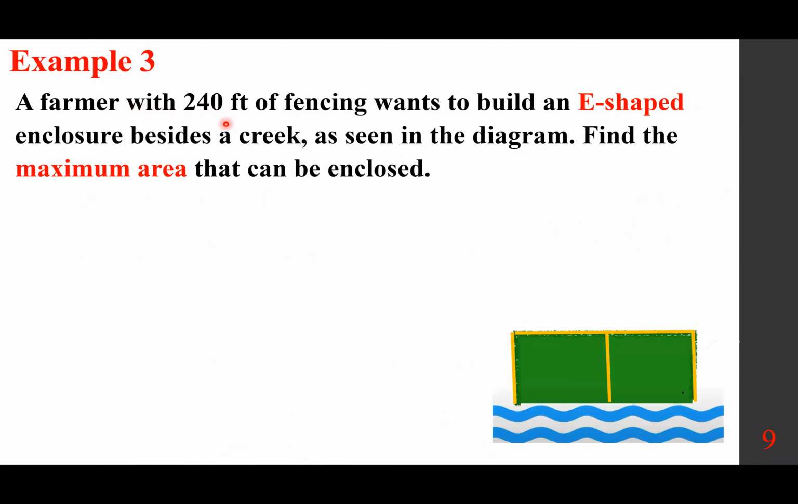A farmer with 240 feet of fencing wants to build an E-shaped enclosure beside a creek, as seen in the diagram. Find the maximum area that can be enclosed. Well, the objective is to maximize the area. So let's give it dimensions. Let's call this x, let's call this y, and the whole thing is the area. So the maximum of A equals x times y is the objective.